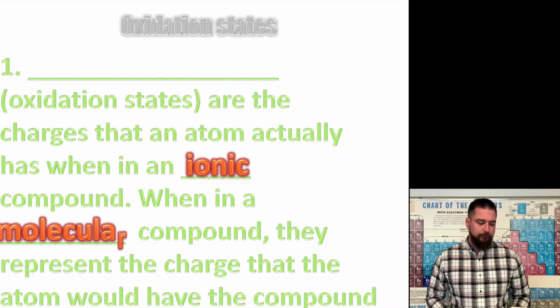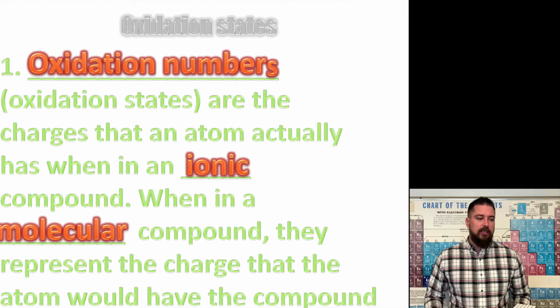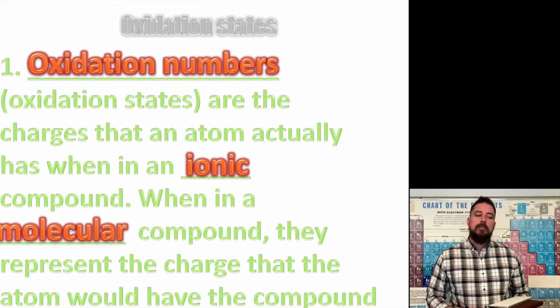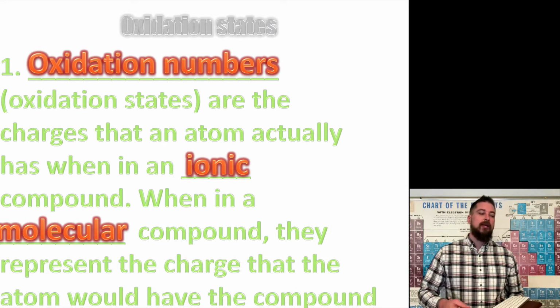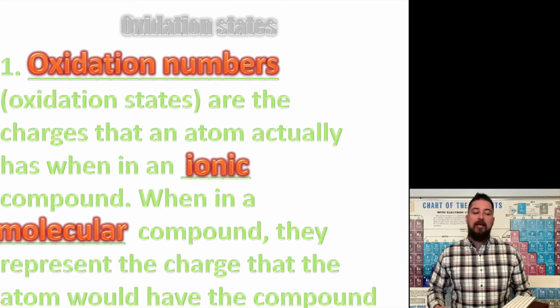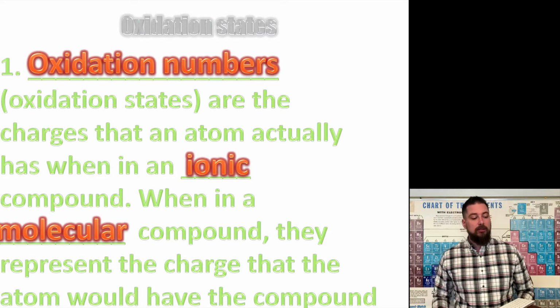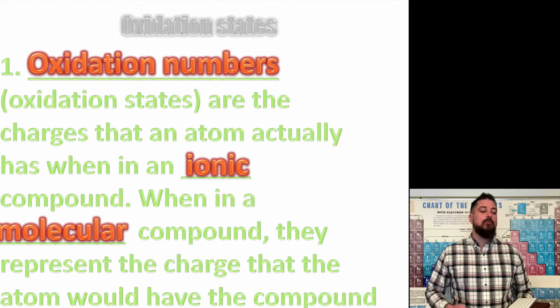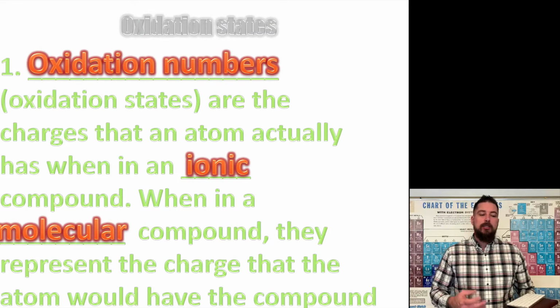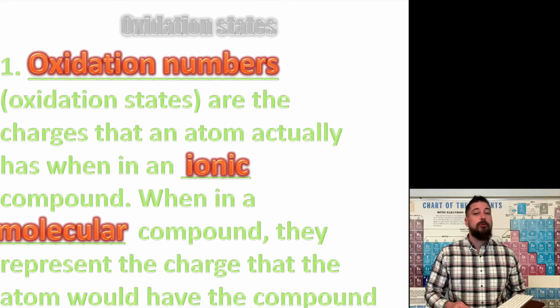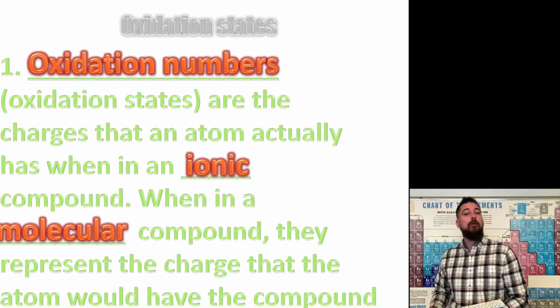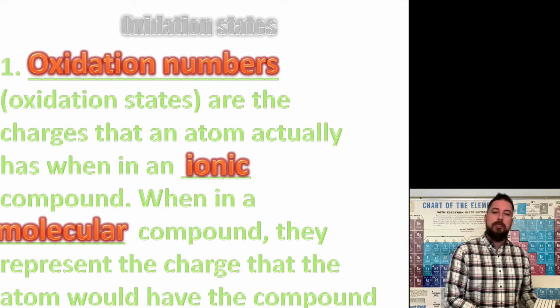Now, oxidation numbers. We're going to talk about oxidation numbers, which tell you the oxidation states. They are the charge that an atom actually has within an ionic compound, but in a molecular compound, they represent the charge that the atom would have in the compound. Essentially, oxidation numbers tell you how many electrons are being pulled away from an atom, or how many electrons are being pulled towards the atom.